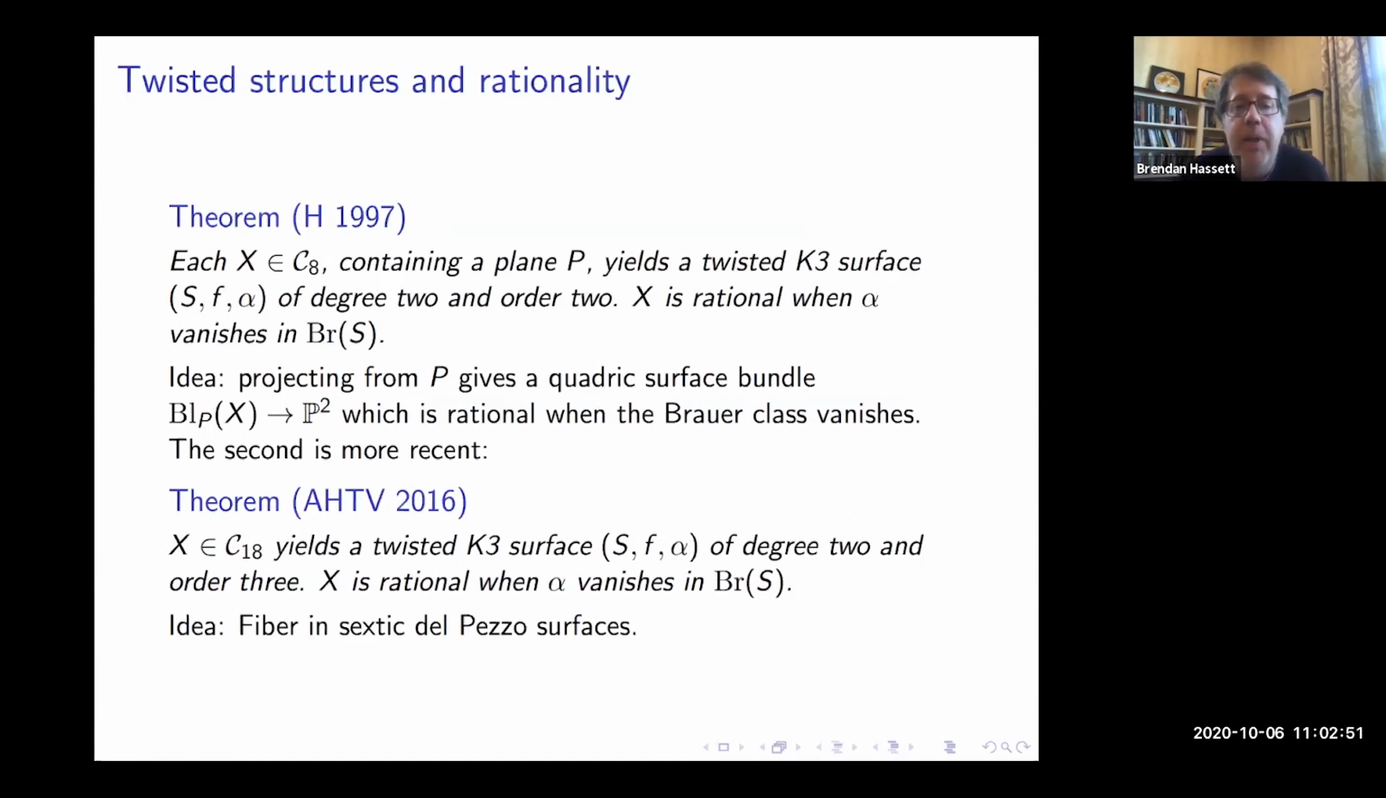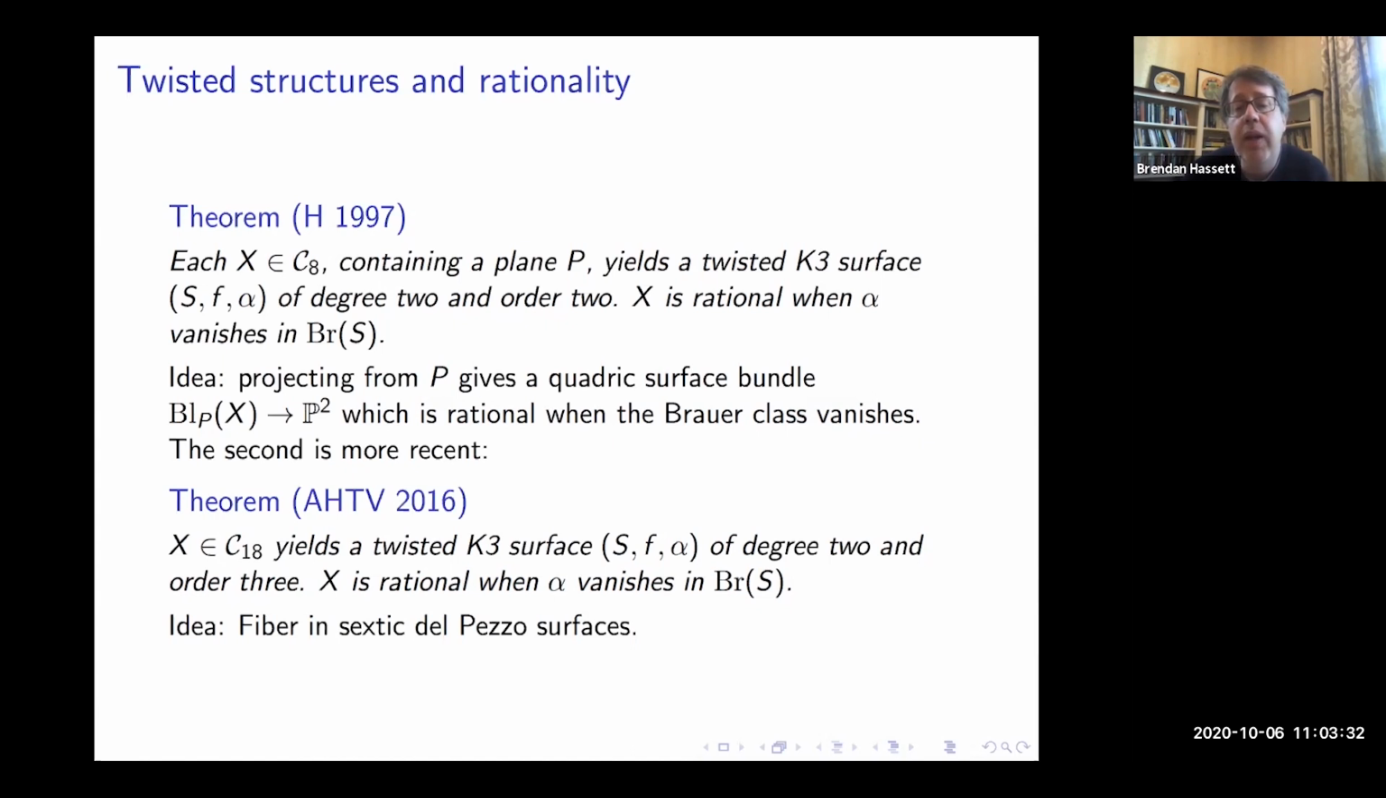And so this is in some sense the prehistory of the subject. This example adds, at least to my understanding, to the view that the twisted objects are naturally associated with various special cubic fourfolds. A more recent bit of evidence in this direction is work that was done with Addington, Hassett, Tschinkel, and Varilly-Alvarado a few years ago. If you look at cubic fourfolds of discriminant 18, we obtain, again, a degree 2 K3 surface, and now a 3-torsion element in the Brauer group.